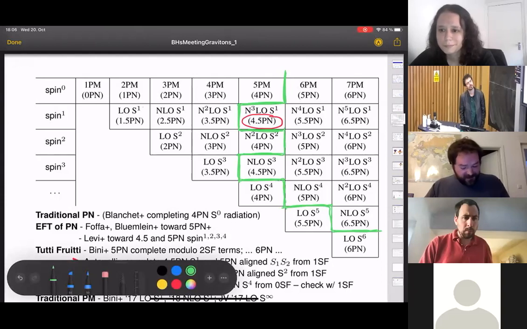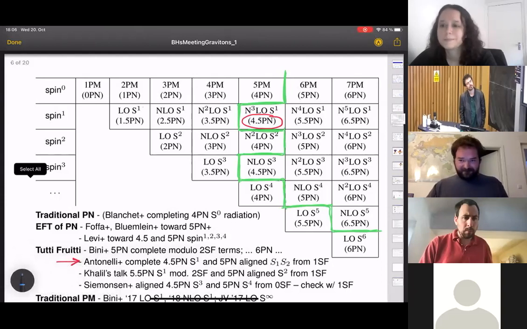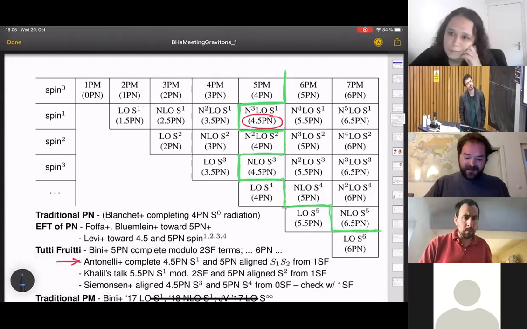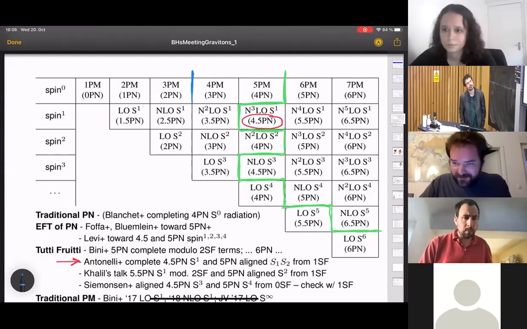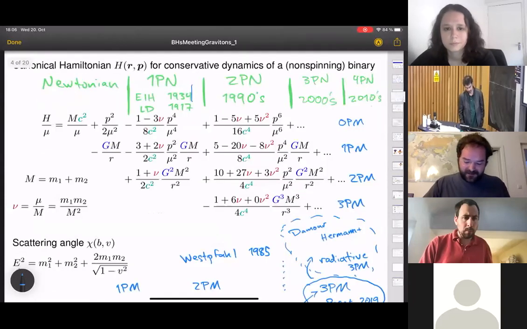I could also draw a post-Minkowskian one. So I'm going to say that 4PM is not done yet, not even for conservative, even though there is some work on it. But I'm going to say that's not done yet.